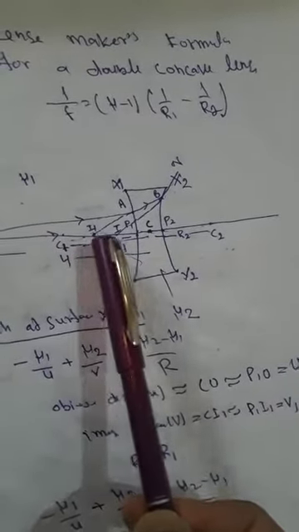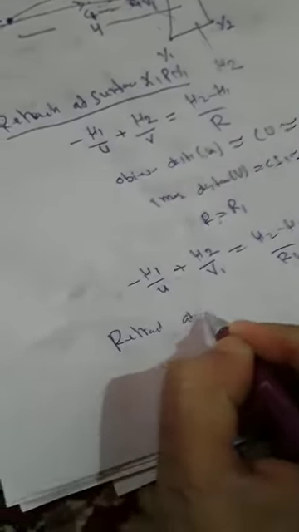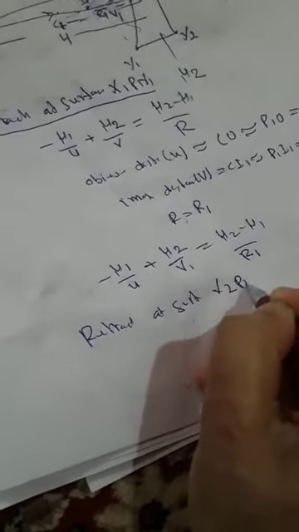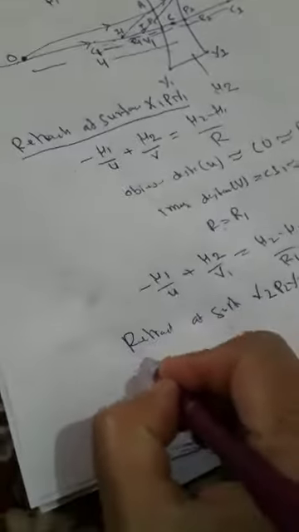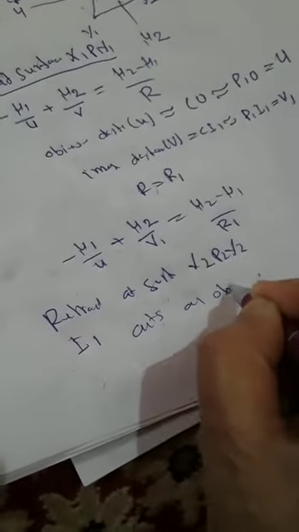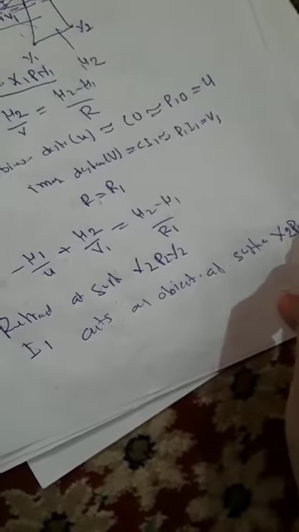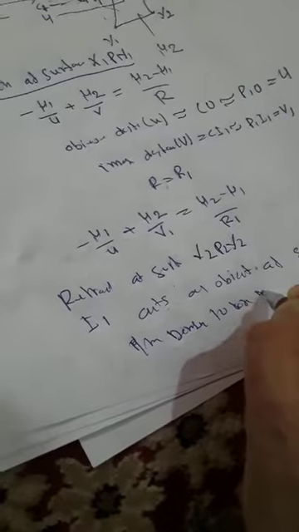For this final image, we consider that I1 acts as an object for refraction at surface x2 p2 y2, from denser to rarer medium, because we are considering the lens material as continuous, from denser to rarer medium.